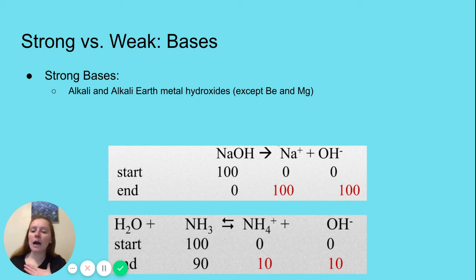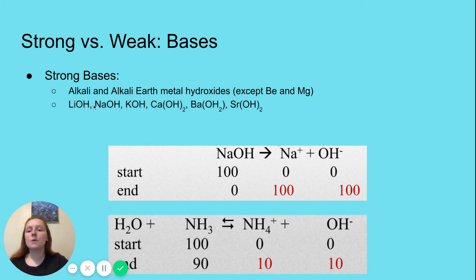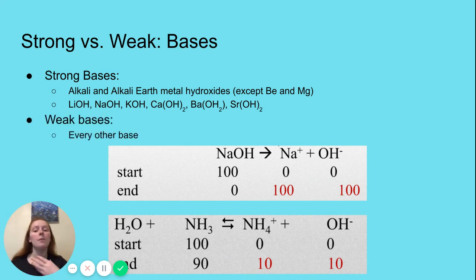The most common ones that I use are typically sodium hydroxide and potassium hydroxide. These are the ones that you really should focus on. We have lithium hydroxide, sodium hydroxide, potassium hydroxide, calcium hydroxide, barium hydroxide, and strontium hydroxide. Those are the ones that I mostly have in my stockroom that are most often used. Weak bases include every single other base: ammonia, bleach, anything that's not those 6, or the ones on the periodic table. Those are not strong. They won't dissociate completely in water.